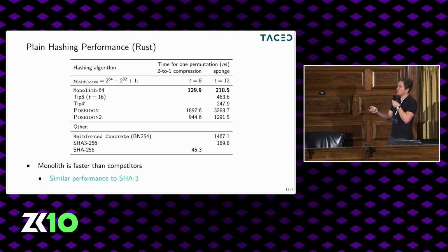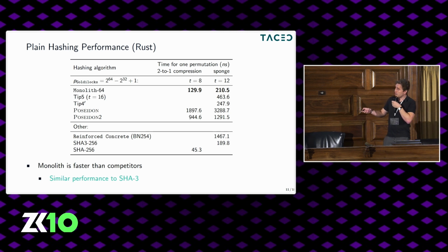Comparing Monolith to different ZK-friendly hash functions like Poseidon and its recent update Poseidon 2, that was presented at the previous ZK summit. These are also instantiated with the Goldilocks prime field here. You can see that Monolith significantly outperforms those two hash functions. It's at least a factor of 5, but it goes easily up to a factor of 10 and 15.